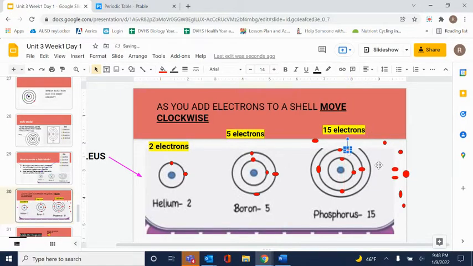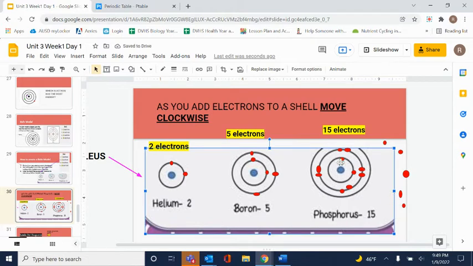So there we go. 1, 2, 3, 4, 5, 6, 7, 8, 9, 10. Now, notice, I have 8 electrons in this second ring. 1, 2 in the first one, and then 2, 4, 6, 8 on the second ring. That second ring is now full.